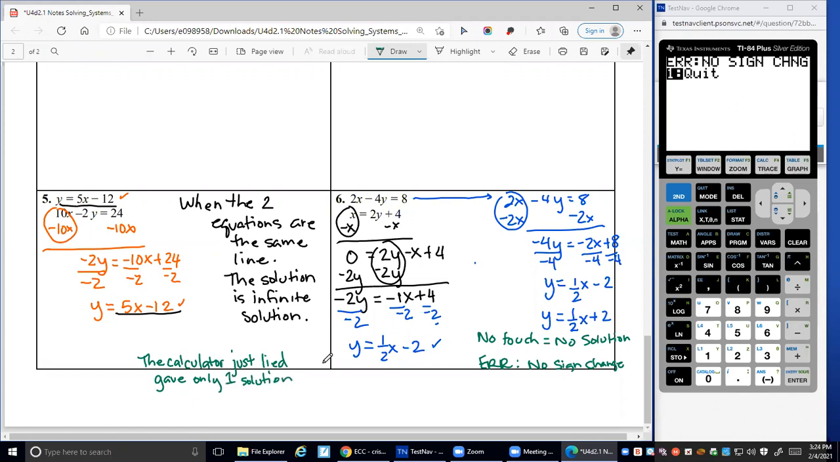So you do have to be smarter than the calculator when it comes to infinite solutions. Okay? Any questions on this? Okay, so I do have some additional problems. If you want to practice them, I would encourage that. And then you just unpause and I'll have all the answers there for you, okay?